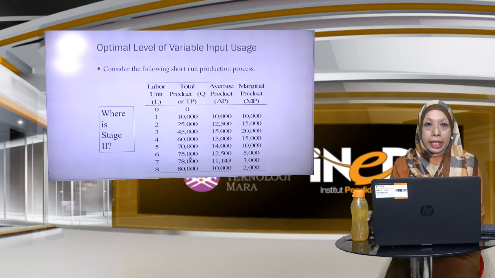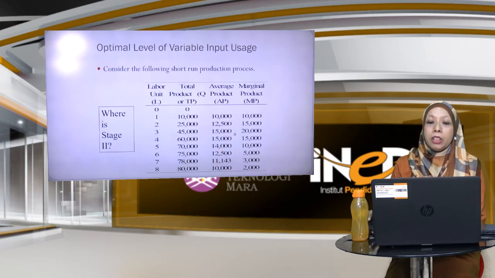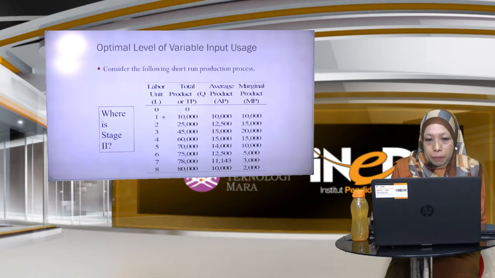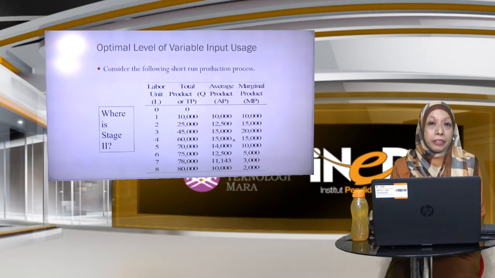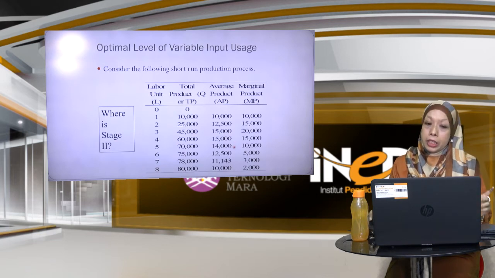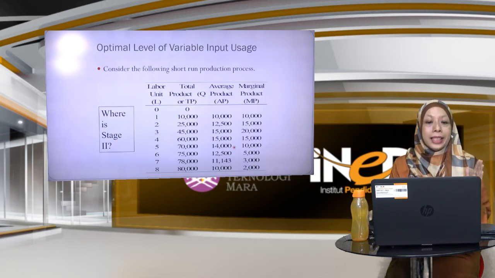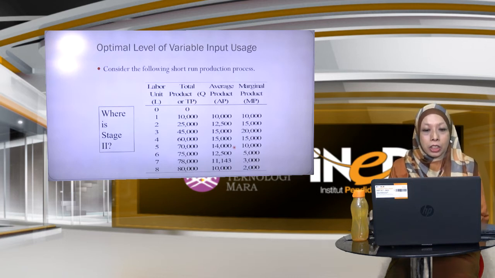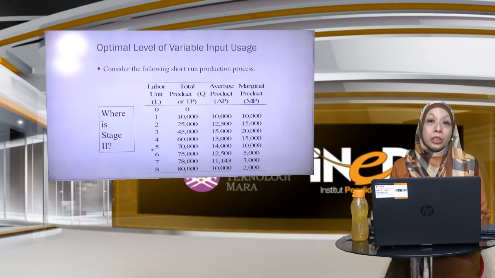So if you want to identify where exactly stage 2 is, first of all, focus on the average product. As you can see here, as input increases, average product increases up to the maximum point of 15,000. After 15,000, you can see that average product starts to fall. If you can recall, stage 2 begins at the point where average product starts to fall. So after the 4th unit of labor, this is where stage 2 begins.